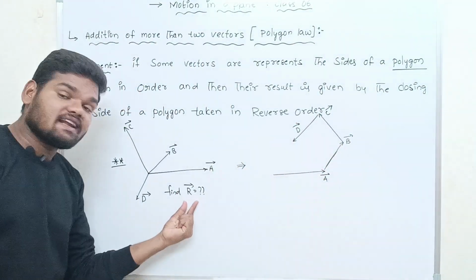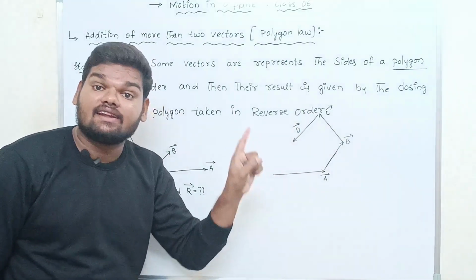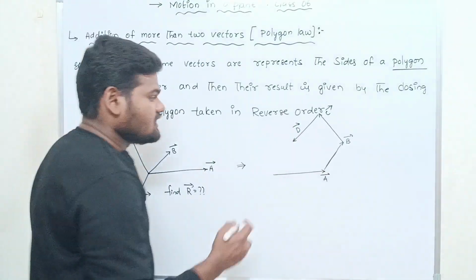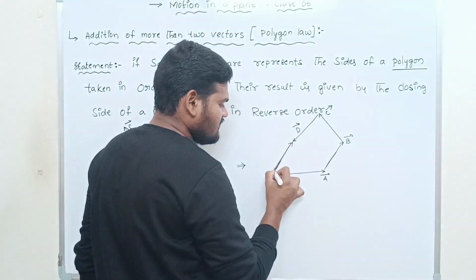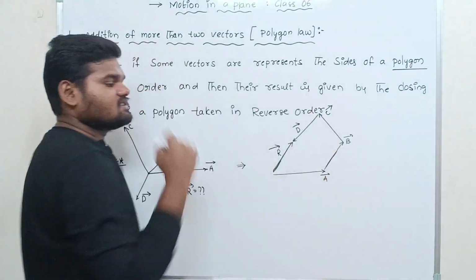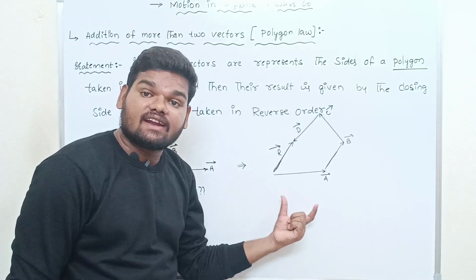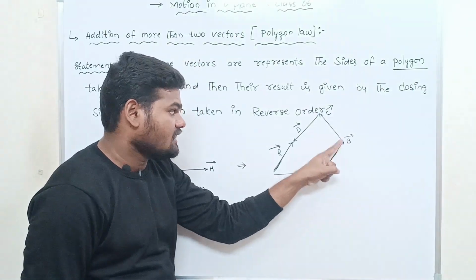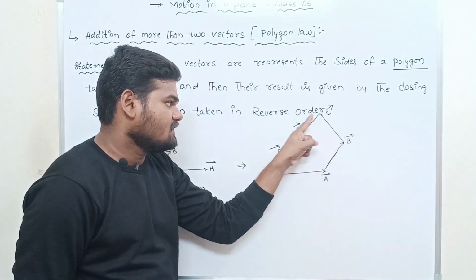If you want to find the resultant vector, the closing side of this polygon taken in reverse order gives the resultant of these vectors. This is the closing side, and I'm taking it in reverse order. This is the meaning of vectors taken in order, which we have already discussed. This is the a bar vector, b bar vector, c bar vector, d bar vector: head to tail, head to tail, head to tail.